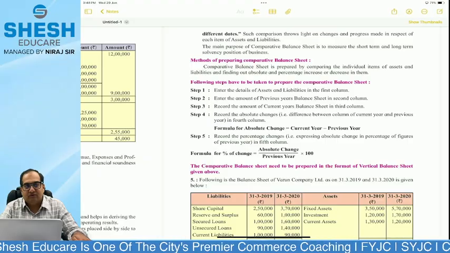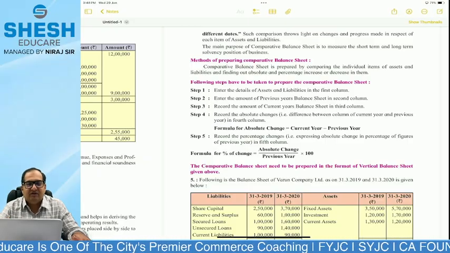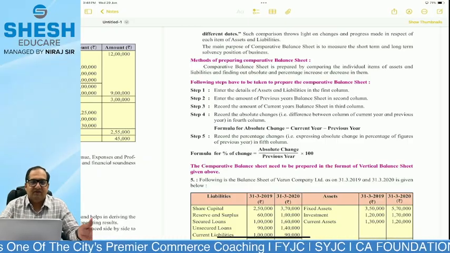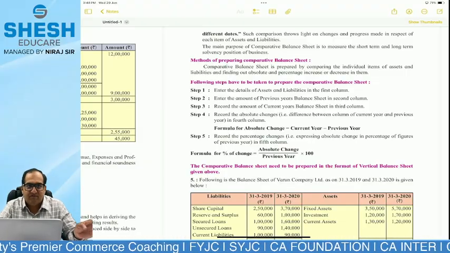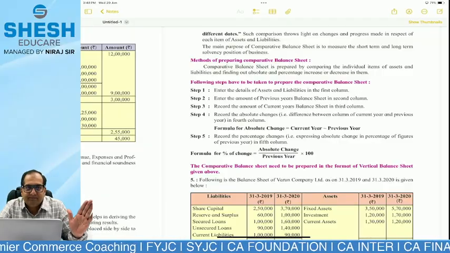So 50,000 absolute change divided by previous year figure multiplied by percentage. That's why the homemade formula: absolute change upon previous year into 100.